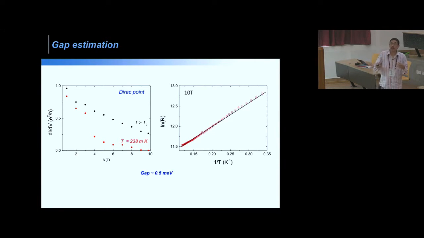And if there is a gap, can we estimate the gap? So we did an activation plot above TC, from 3 Kelvin to 10 Kelvin data, and this fits perfectly linear with 1 over T data. That tells you there is a gap of 0.5 meV.